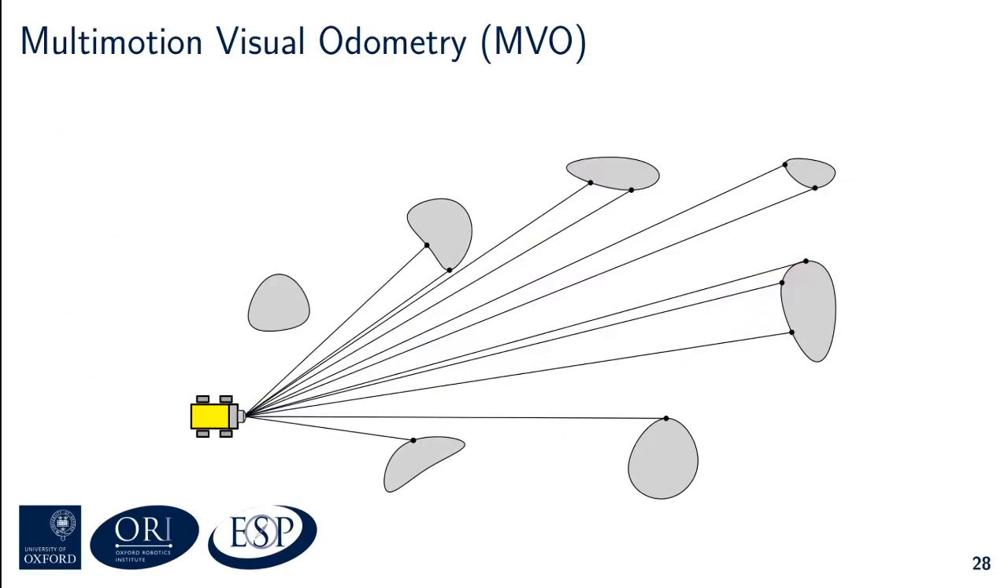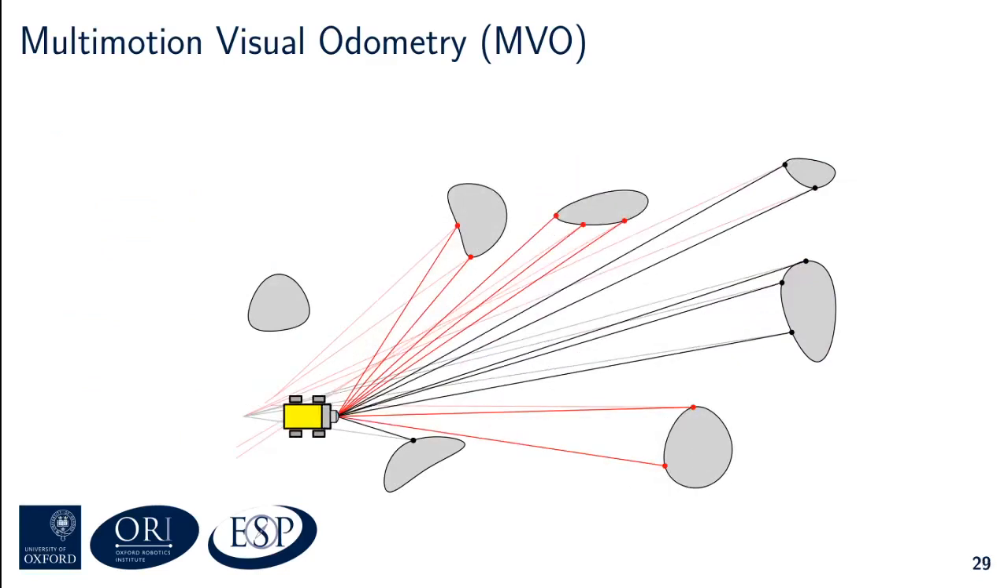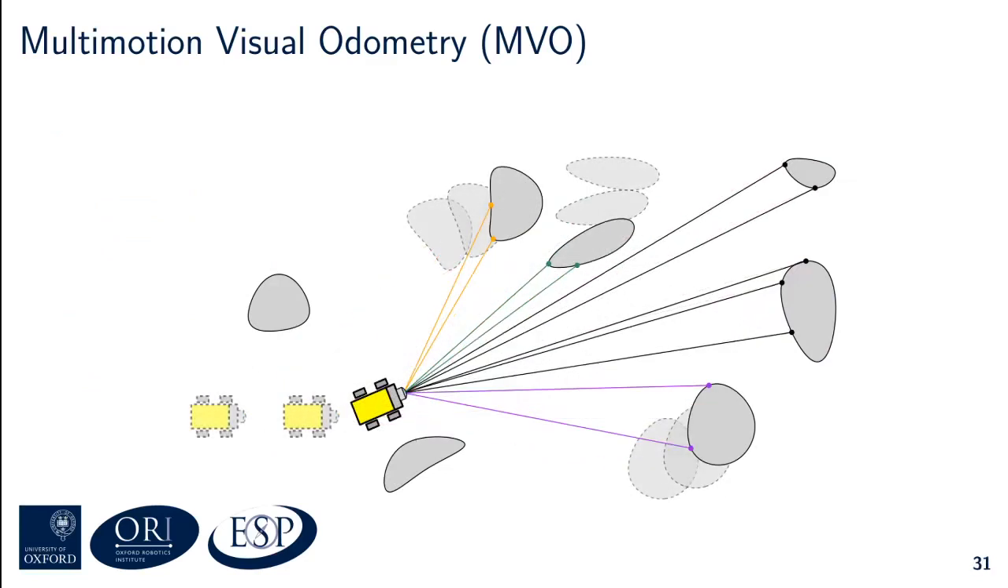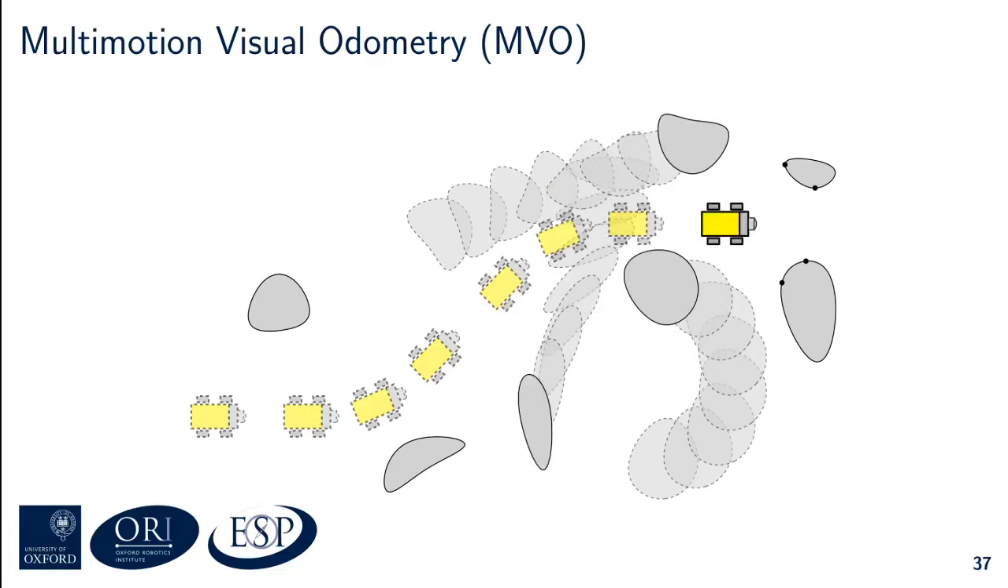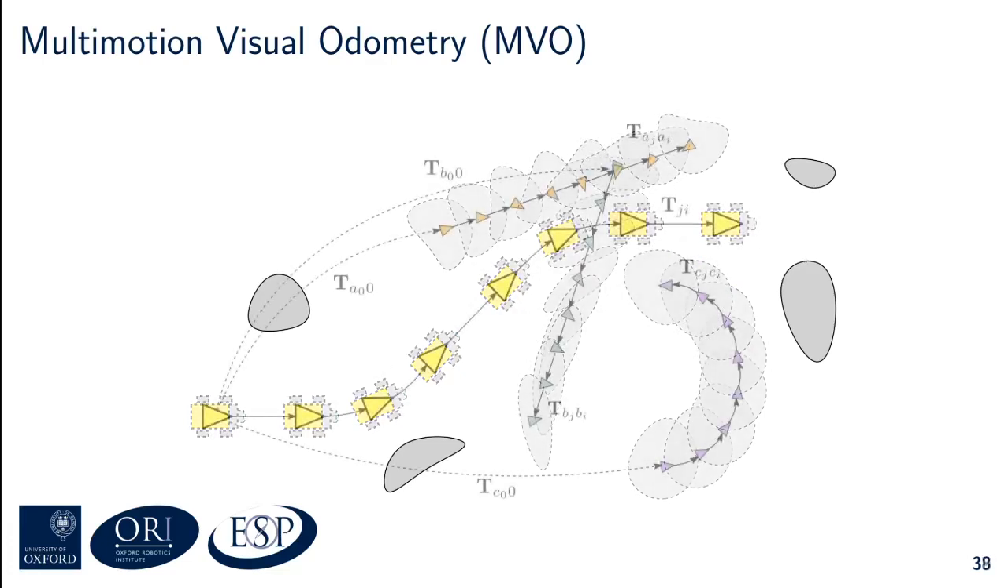Here's an illustration of how the pipeline operates. As the sensor platform moves through the scene, dynamic objects that would have been rejected by a traditional VO pipeline are instead segmented and estimated simultaneously with the sensor ego motion. The result is a set of trajectories corresponding to each independent motion in the scene.